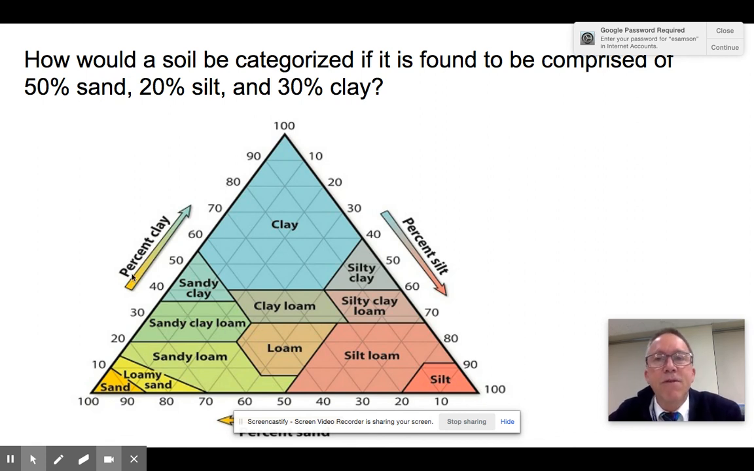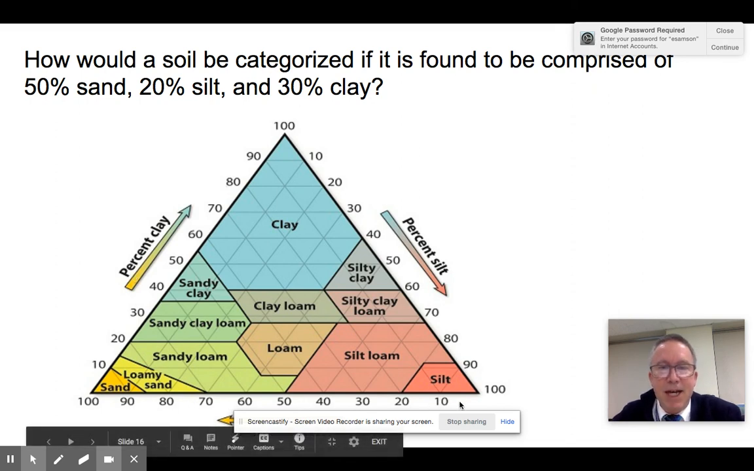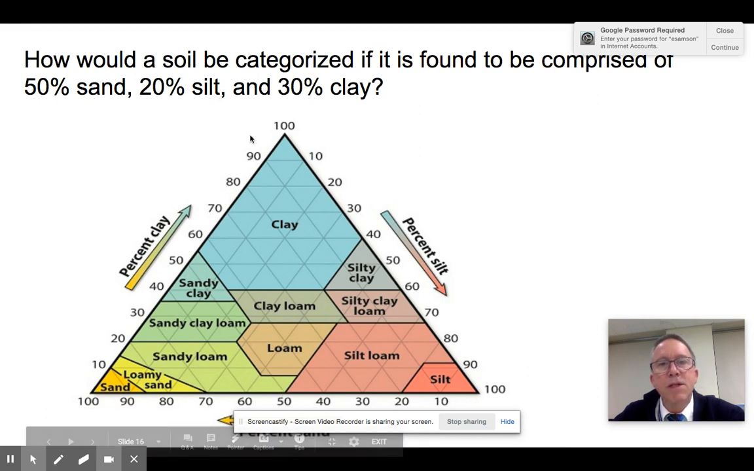How would I categorize the soil if I found it was comprised of 50% sand, 20% silt, and 30% clay? I'm going to go to the sand axis here, okay? And I'm going over to 50%. So here's 50%. This is my 0 line for sand here, right? So I go to 50 and I draw this line here. And then I would go to 20% silt. Here's silt. I go to 20%. Now I have to draw a line that's parallel to the 0 line, which is this way here. So here I go. And where do those two intersect? Those two happen to intersect right here.